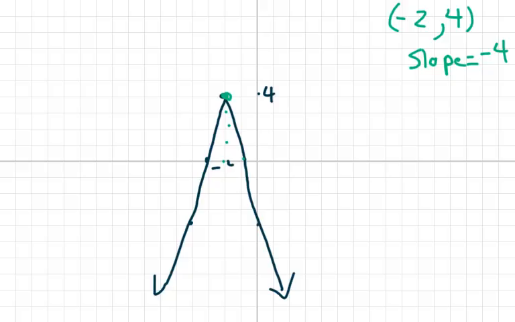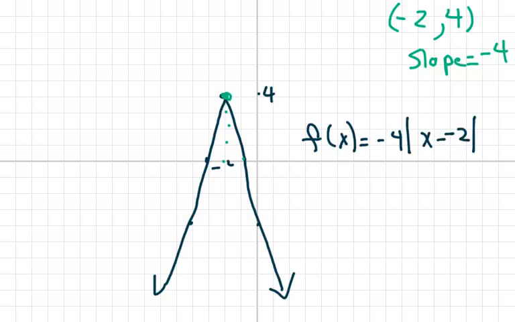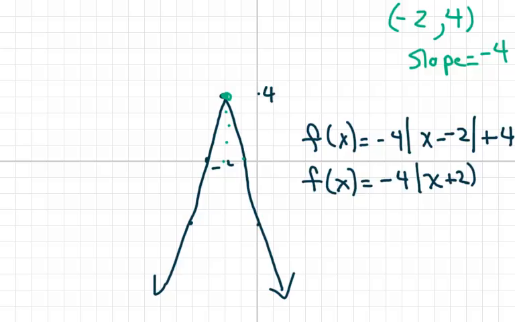So your equation's going to be, we'll use function notation, f of x equals -4 times the absolute value of x minus a -2 plus 4. And then just fix this up a little bit. Equals -4 times the absolute value of x plus 2 plus 4.